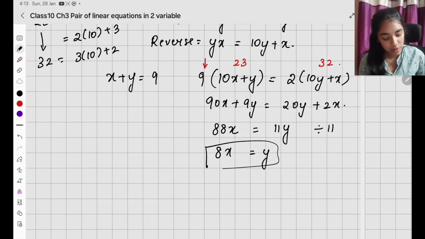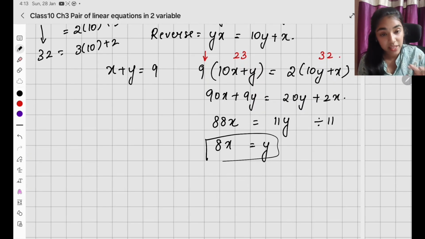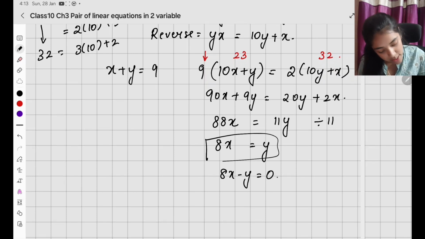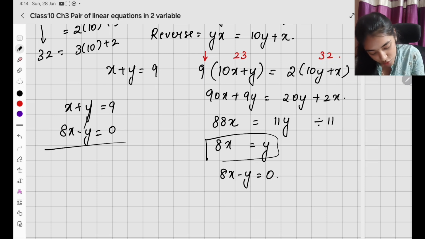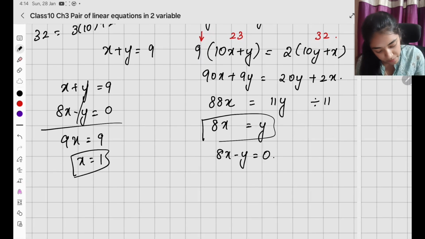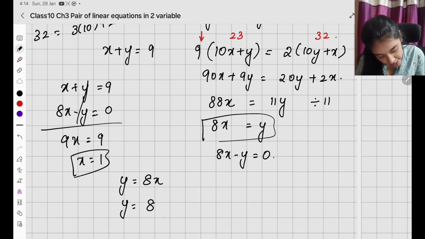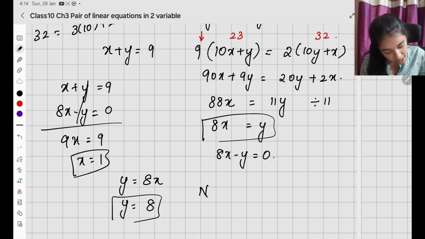Now here we can do either elimination or substitution. We have to do elimination, right? Because we are studying the elimination topic. So from here I can write this as 8x minus y equals 0. So we have x plus y equals 9 and 8x minus y equals 0. When I add these two, y gets cancelled. We have 9x equals 9. So we have x equals 1. If x is equal to 1, we have y equals 8x, so y equals 8. So the number is going to be 18.